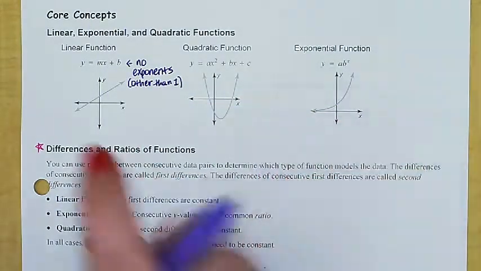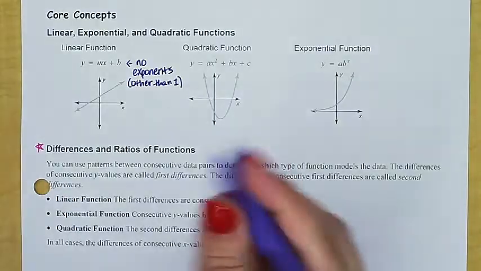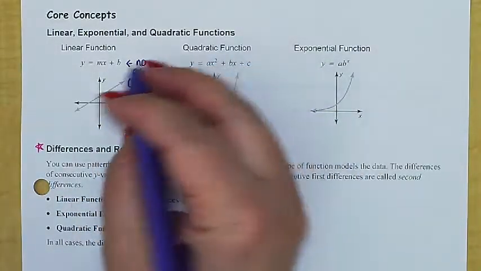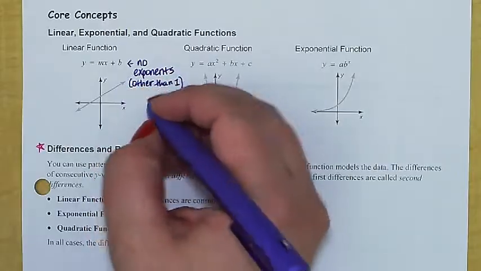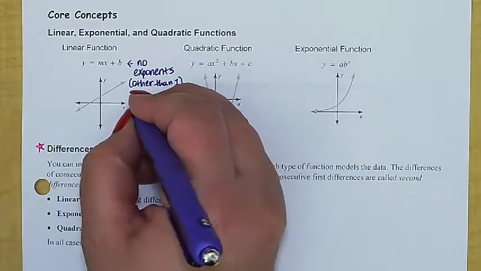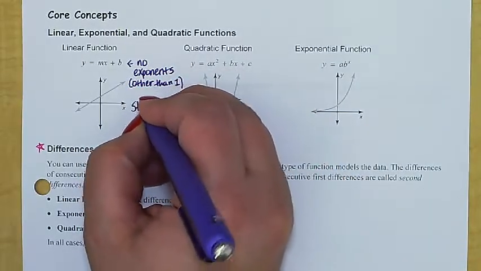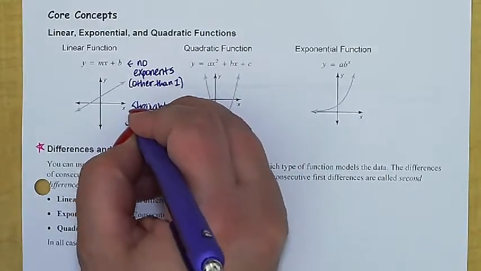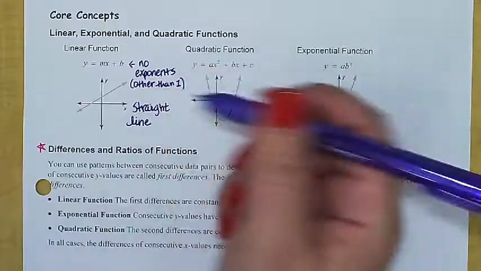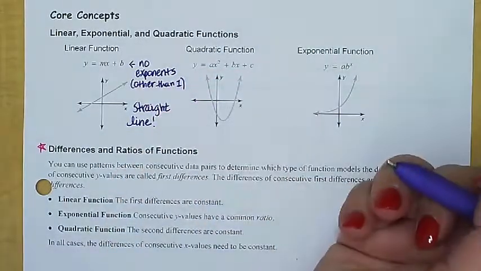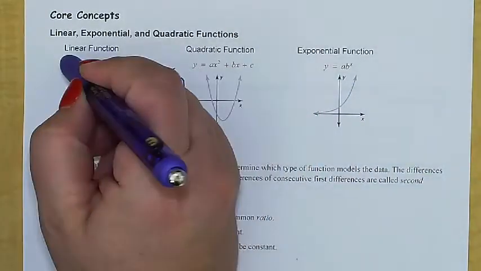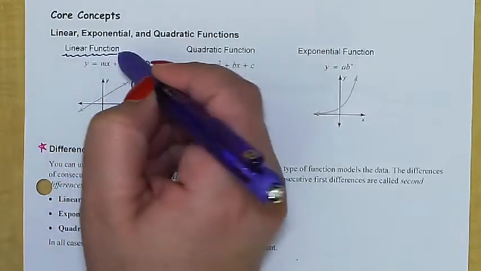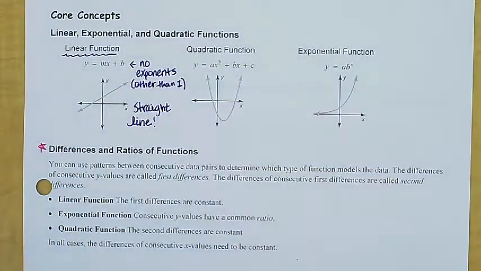Okay. And then from the graph, you should be very, very familiar. You did this for several years at this point. All linears graph to be a straight line. It never changes direction. It doesn't curve. So those are the primary characteristics when we're working with linear functions from the equation or the graph itself.